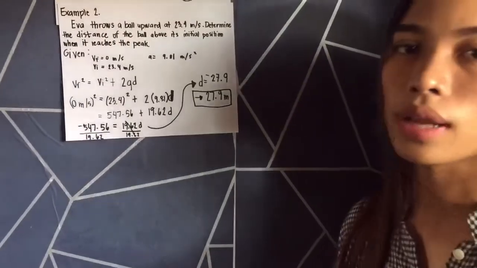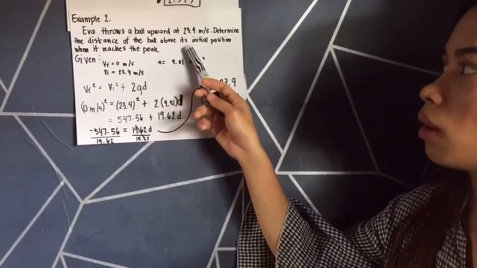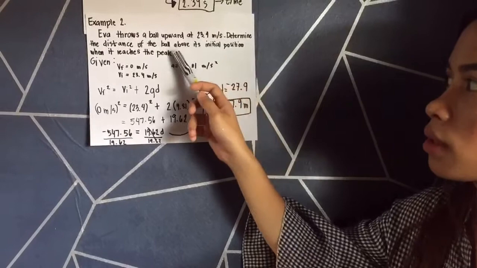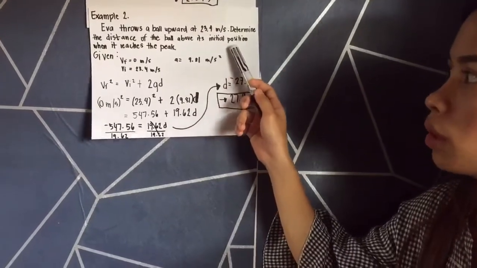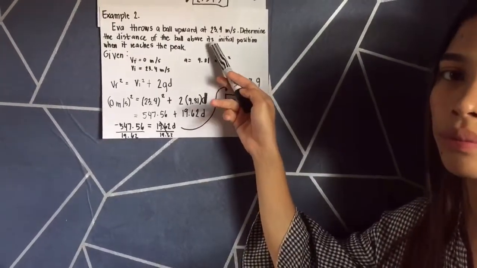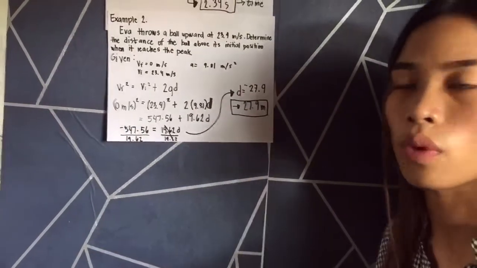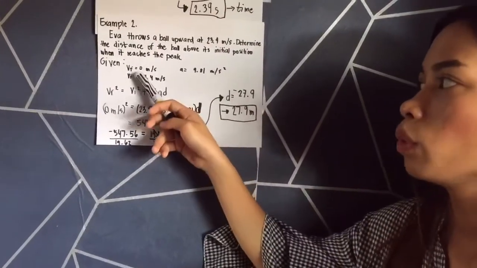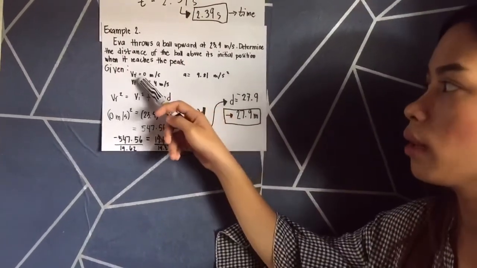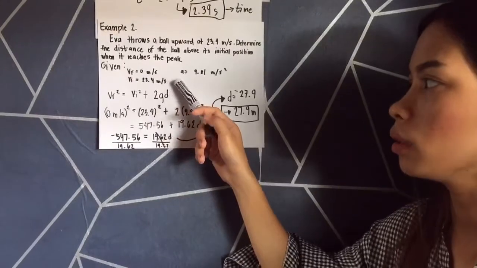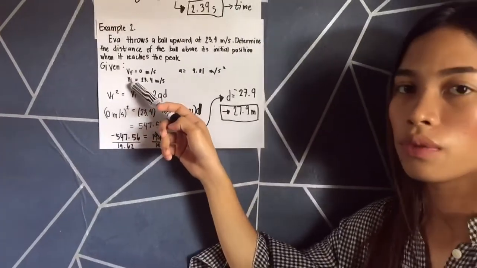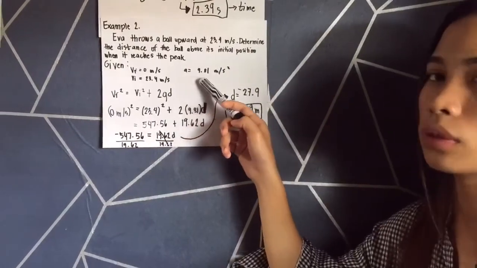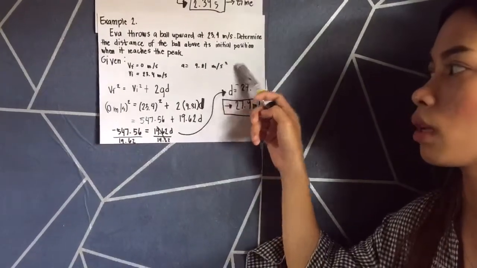Let us proceed to the next example. Eva throws a ball upward at 23.4 meters per second. Determine the distance of the ball above its initial position when it reaches the peak. The same thing that we have done before, let us identify what is known. The known values are: the final velocity is equal to 0 meters per second, the initial velocity is 23.4 meters per second, and we know that the acceleration due to gravity is equal to 9.81 meters per second squared.